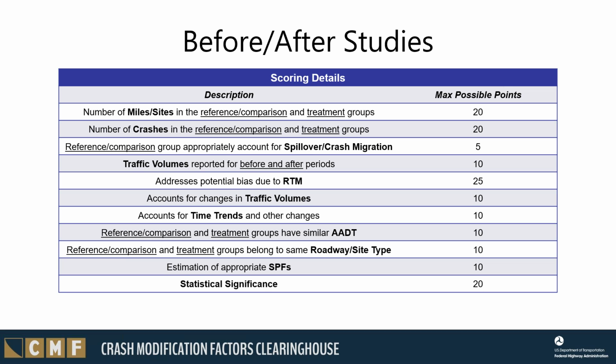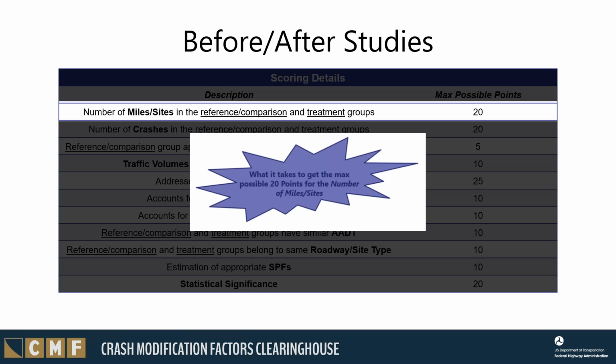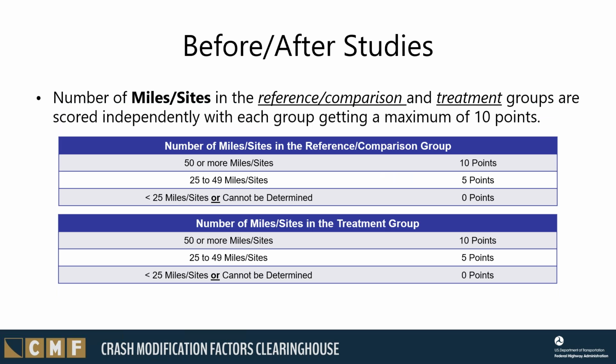So now let us go a step further and see what constitutes the 20 points, the first 2 rating inputs, the 20 points for the number of miles and sites and the number of crashes. So the question: what it takes to get the maximum possible 20 points for the number of miles or sites. The number of miles or sites in the reference comparison and treatment groups are scored independently, with each group getting a maximum of 10 points.